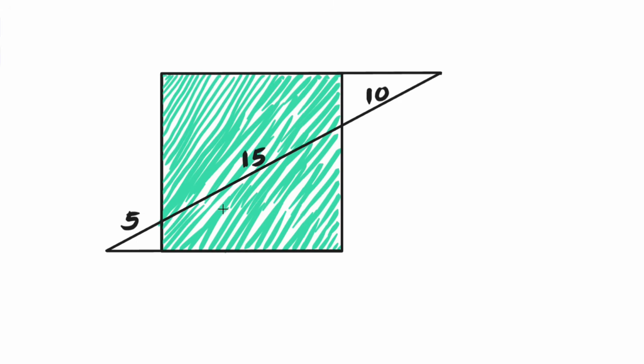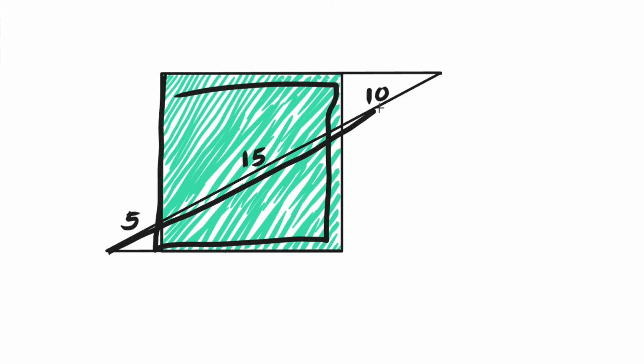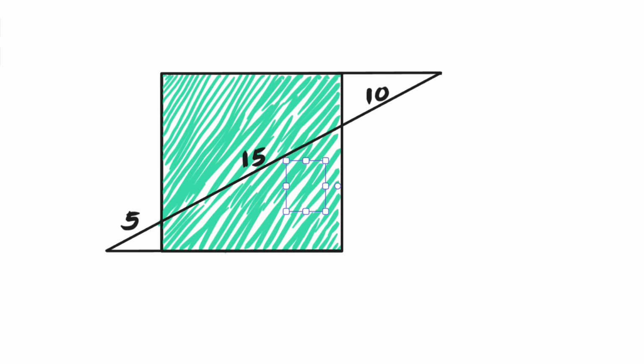This problem is a wonderful example of why geometry is often more about seeing relationships than doing calculations. At first glance, we have a square, a slanted line passing through it, and 3 lengths marked along that line. The left outside segment has length 5, the segment inside the square has length 15, and the right outside segment has length 10. Our goal is to find the area of the square.